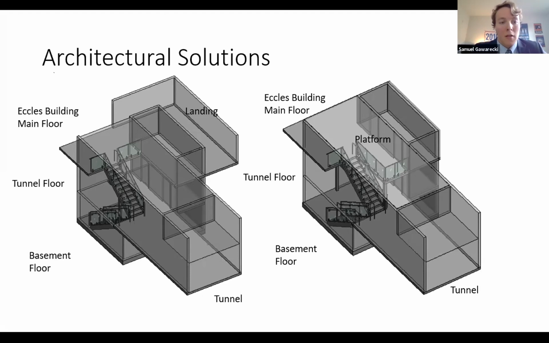To the left is our no platform design. It is comprised of the Eccles building main floor at the top, with a landing for the elevators on the back right, as the elevators can open on both sides. The tunnel floor, which is the intermediate floor, and a basement floor. To the right is our platform design, where the major change is that instead of a landing on the back side of the elevators, there's a platform connected to the stairs for the people to get off the elevators.